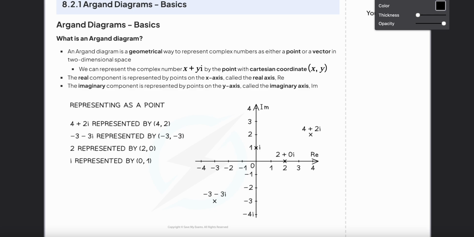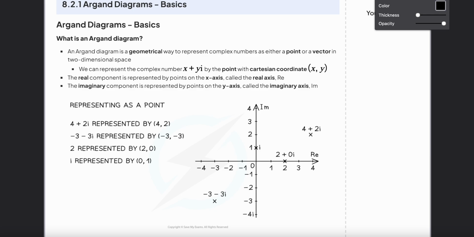Okay, so we have the normal Cartesian plane, but now our vertical axis represents the imaginary part of the complex number, and our horizontal axis represents the real part of the complex number. If we are given a complex number x plus yi, the x represents the real part, the y represents the imaginary part, and this gives us the Cartesian coordinates for our Argand diagram.